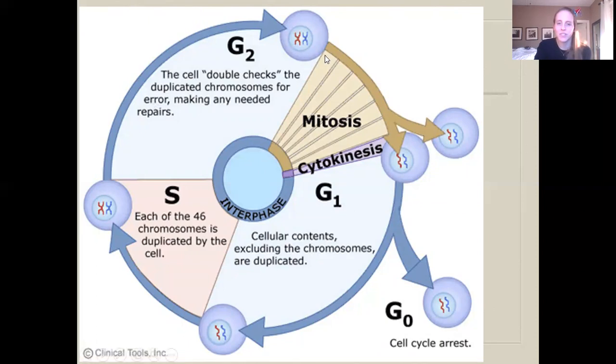And then at the end of G2, we get into mitosis or meiosis. So this brown and purple section here are both the division phase. If the division phase includes mitosis, we'll make 2 new identical cells. If it was meiosis, we would make 4 cells here instead at the end of cytokinesis. Okay, that's it. We're going to be talking more about a lot of this stuff later on.